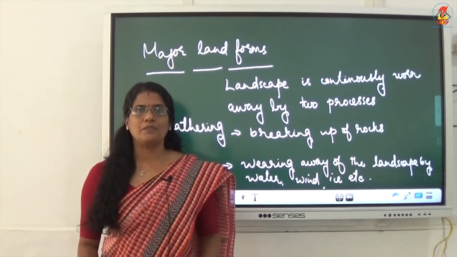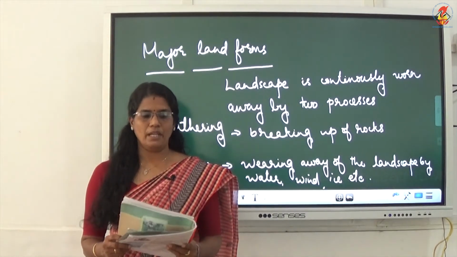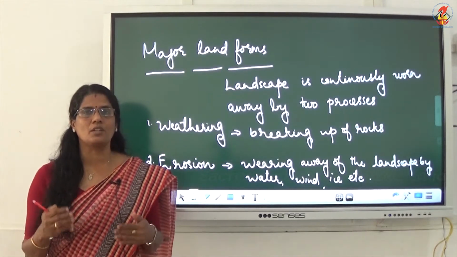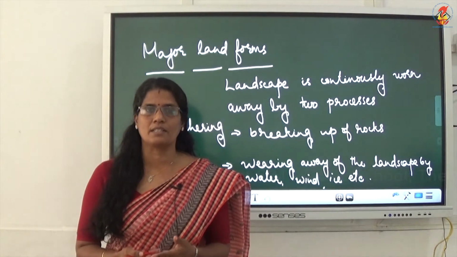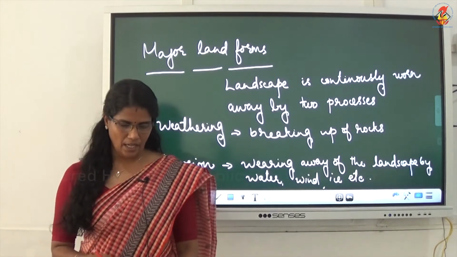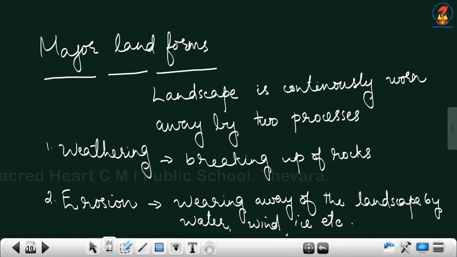Students, take page number 15, major landforms. We know the landscape is continuously changing due to two factors: weathering and erosion. First line, underline this: the landscape is being continuously worn away by two processes, weathering and erosion.